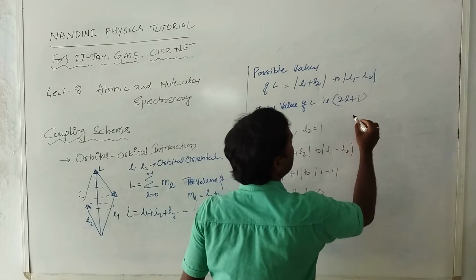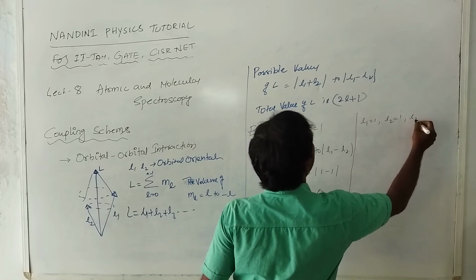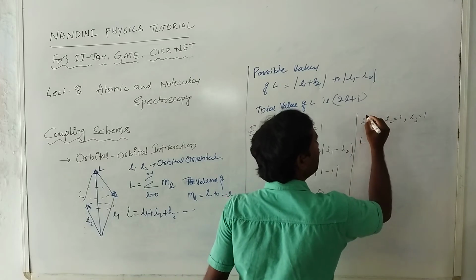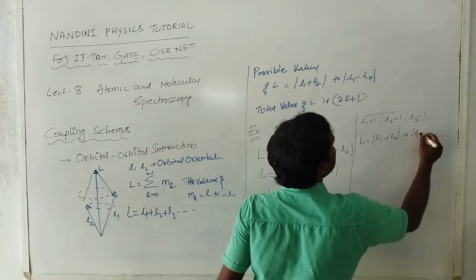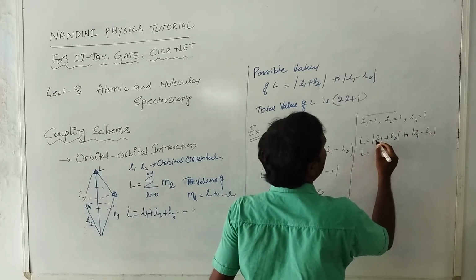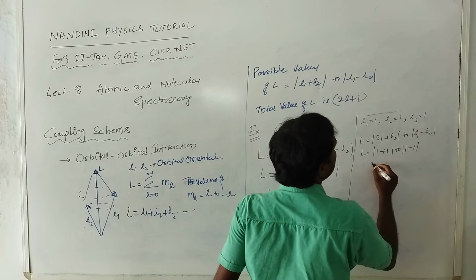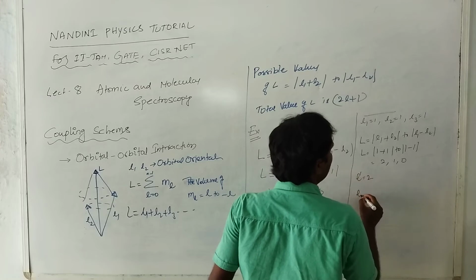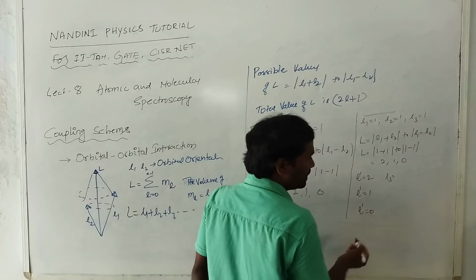Now take the same example, but this time I consider 3 states: L1 is equal to 1, L2 is equal to 1 and L3 is equal to 1. So in this case, how will you identify? First of all, take these two numbers only. L is equal to L1 plus L2 to L1 minus L2, that is 1 plus 1 to 1 minus 1, so this value is 2, 1, 0. So simply take L dash is 2, L dash is 1, L dash is 0. That gives 3 states, and the third state is L3, which is here 1.